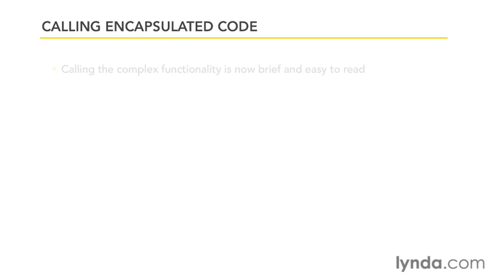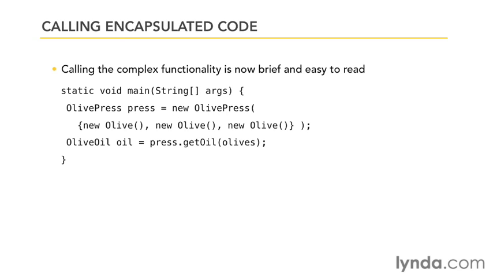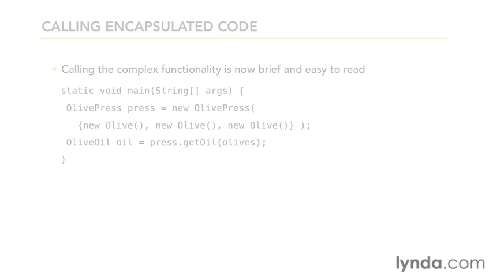And so the primary code of the application can now be very brief and very easy to read. I would create an instance of the olive press, I'd pass in my olives, I'd call the getOil method, and I'd get back the oil. All of the mechanics and the complexity of how that operation happened would be hidden from me. All I need to know is call the method, get the result. So that's how encapsulation works.